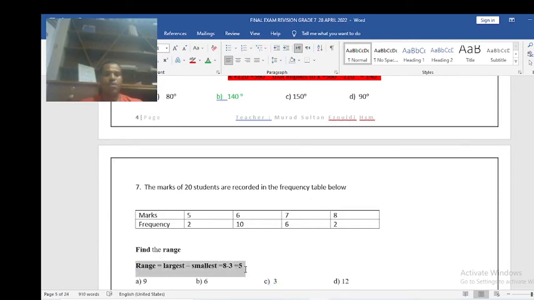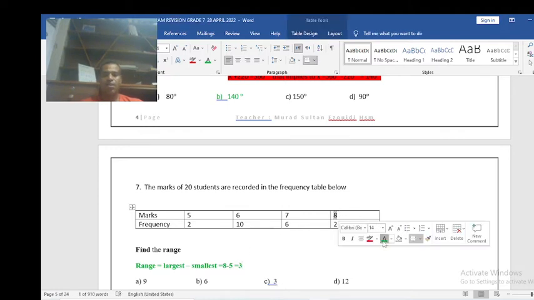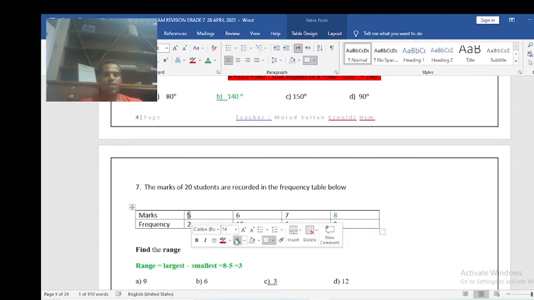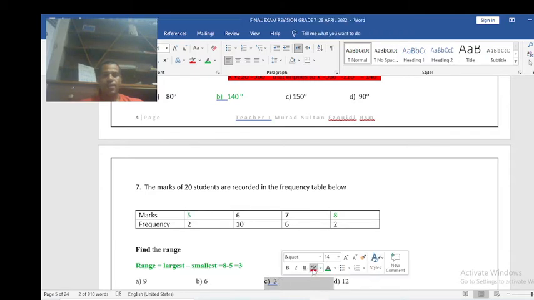And your explanation should go like that. So here I'm going to choose the correct answer. We take 8 minus 5, sorry, 8 minus 5 equals 3. Clear? Because 8 minus 5 gives 3. So the range now is 3. Clear?